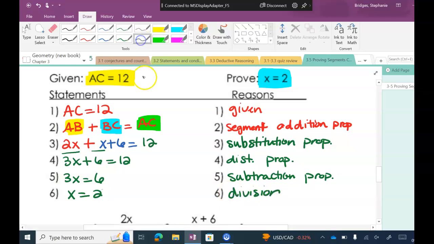So again, you have to start with what's given. That's your first step. Your last step is always what you're trying to prove. But you have to justify every statement in between. You cannot go straight into saying 2x plus x plus 6 equals 12 because I don't know the segment addition postulate. I don't know that you can take AB plus BC and equal AC. That's why you have to make sure that you tell me that. You're teaching me in these proofs.